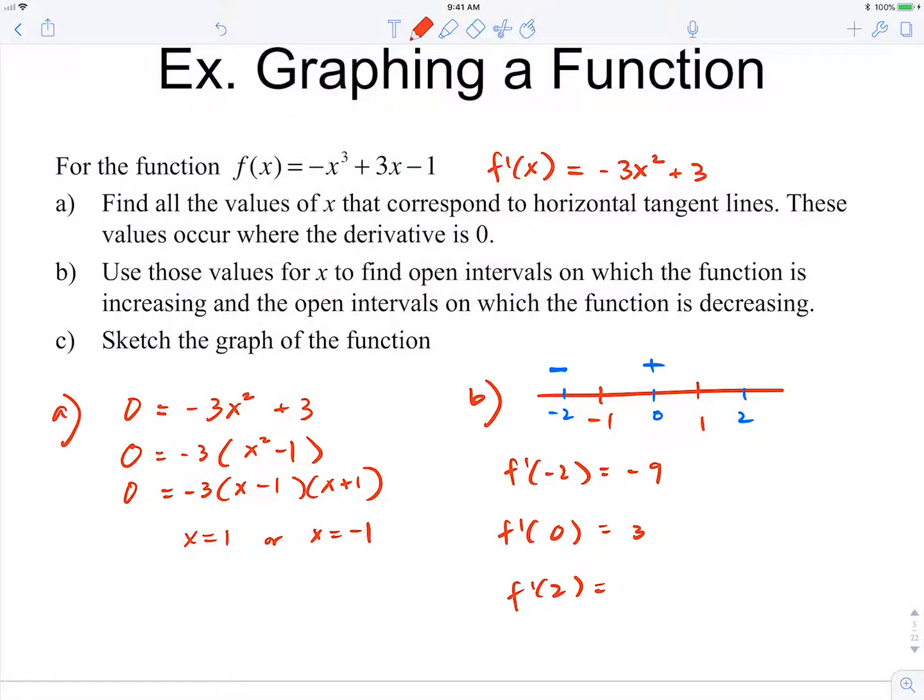And f prime of +2 will also be -9. So the slopes of the tangent lines to the right of +1 will be negative. So the function is going to go from decreasing to increasing to decreasing.